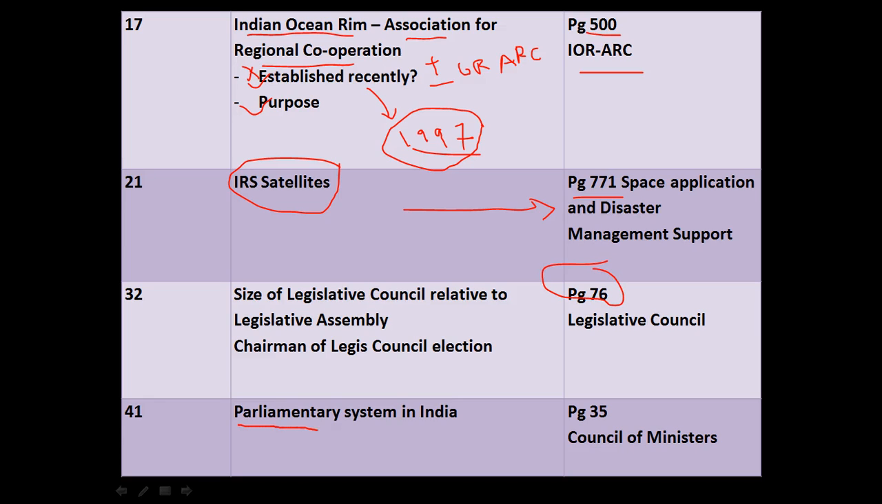Now we had a question about why India has a parliamentary system. Well, that is because the Council of Ministers is responsible to the Lok Sabha. It's not to the Rajya Sabha, or to the Parliament entirely. It's only to the Lok Sabha.